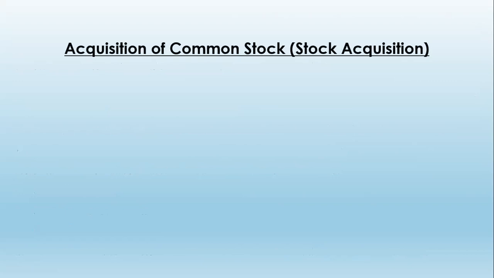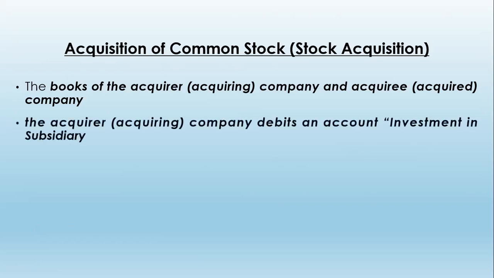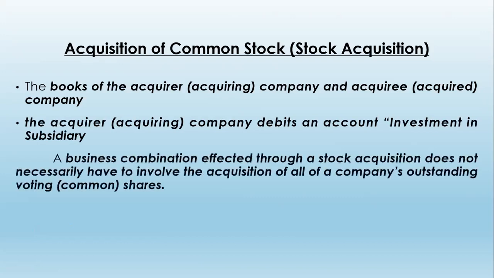Acquisition of common stock or stock acquisition. The books of the acquirer, acquiring company, and the acquiree, acquired company. The acquirer, acquiring company, debits an account investment in subsidiary. A business combination effected through stock acquisition does not necessarily have to involve the acquisition of all of a company's outstanding voting common shares.